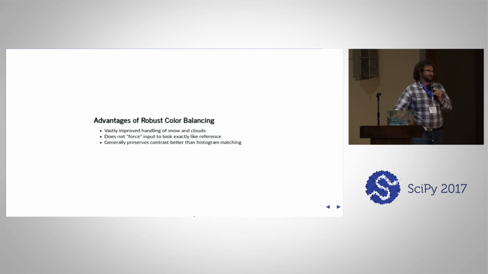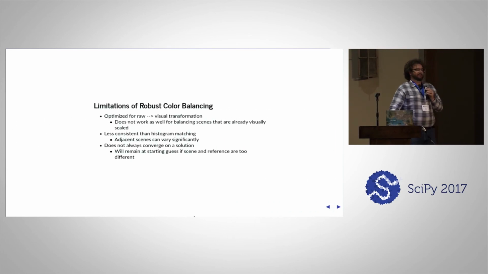So the advantages: we handle clouds better, and we preserve contrast. It generally works pretty well, but there are also some disadvantages. It's optimized for this raw to visual transformation. It doesn't handle stuff that's already visually scaled as well. That's just a choice of the mathematical functions I made.